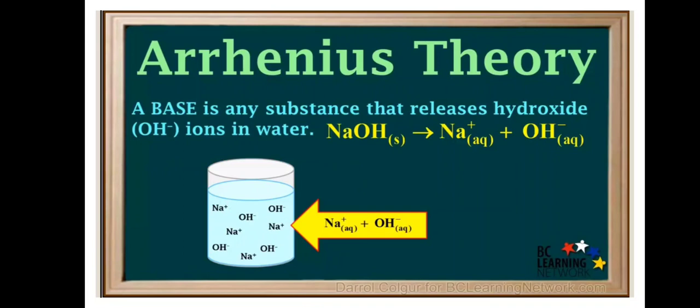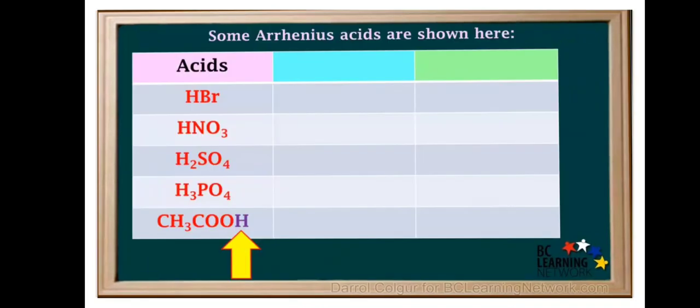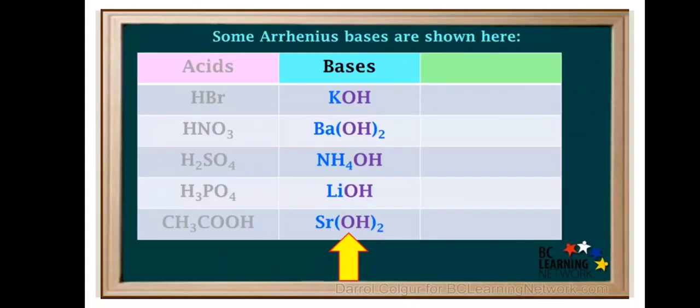This is the chemical reaction that takes place inside water. NaOH dissolves, or dissociates, into Na plus and OH minus ions inside this beaker. These are some Arrhenius acids, and these are some Arrhenius bases containing hydroxide ions.